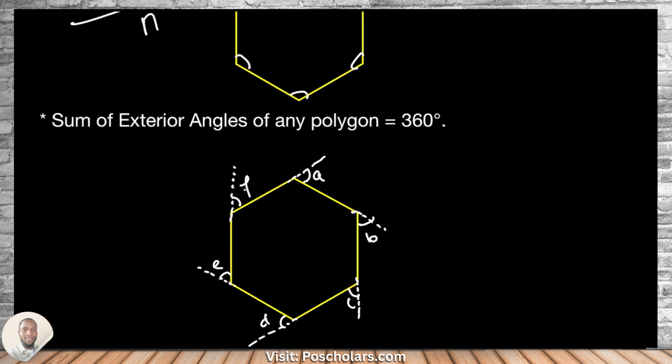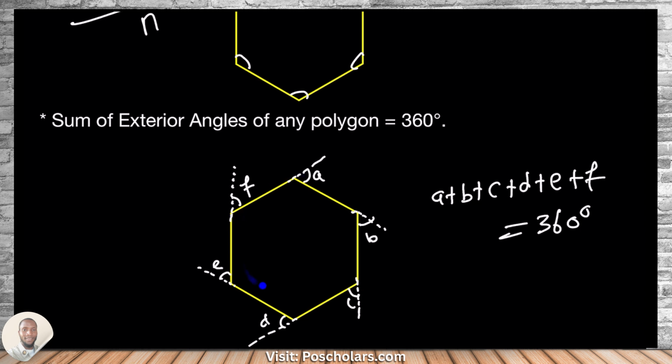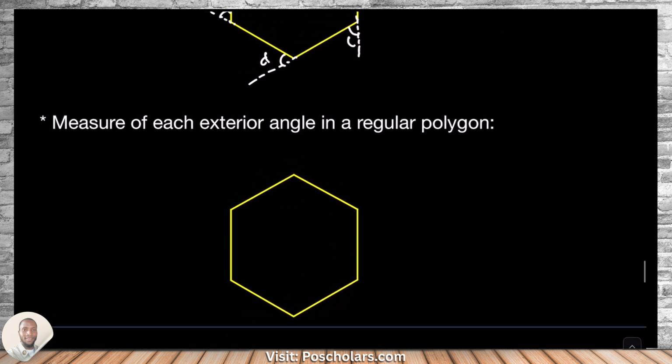So what this formula is saying is that when you add up A plus B plus C plus D plus E plus F, the result is what? 360 degrees. So take note, irrespective of the number of sides, the sum of the exterior angles of any polygon is what? 360 degrees. Now, the measure of each exterior angle.